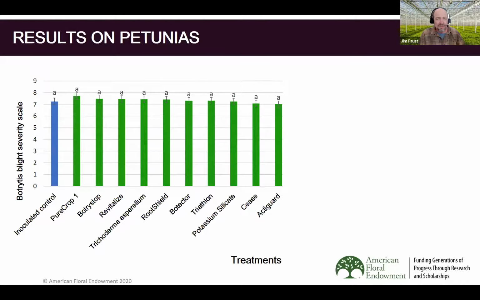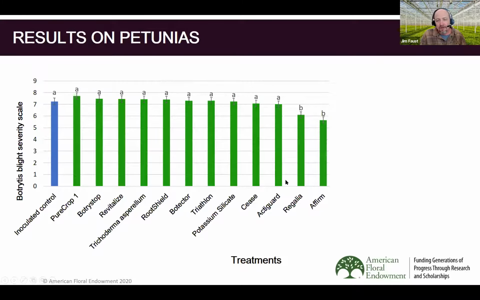So we have a single slide showing you the results of our petunia studies, and this is a lot of work going into one slide, but it sums it up nicely. We have our Botrytis blight severity scale, so 0 meaning no infection, 9 being a completely dead flower. And then we have our treatments. We have the control here, and 10 treatments that show no effect over 3 experiments. So again, this has been repeated 3 times, and none of the 3 times did we see any value or any effect of these products.